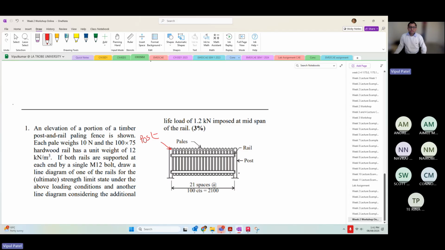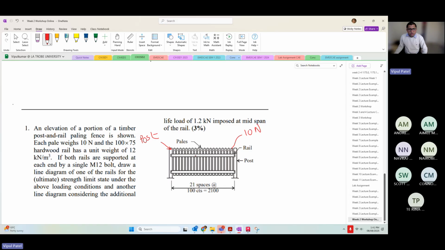This one is the post, and this is your rail. Each pale weighs 10 newtons, probably 1 kilogram each. So 10 newtons, 10 newtons, 10 newtons, 1 kilogram each. And the 100 by 75 hardwood rail has a unit weight of 12.